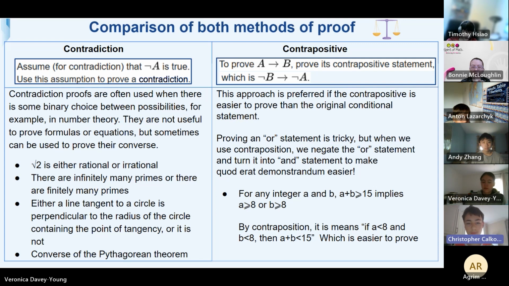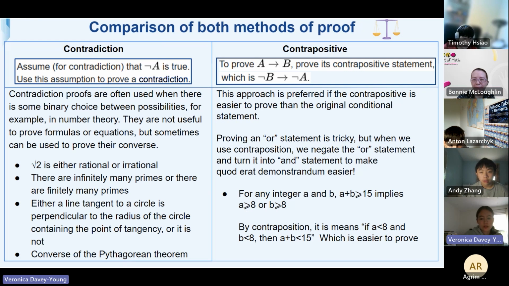Contrapositive. To prove A then B, prove its contrapositive statement, which is not B then not A. This approach is preferred if the contrapositive is easier to prove than the original conditional statement. Proving an or statement is tricky, but when we use contraposition, we negate the or statement and turn it into an and statement to make it easier to understand.